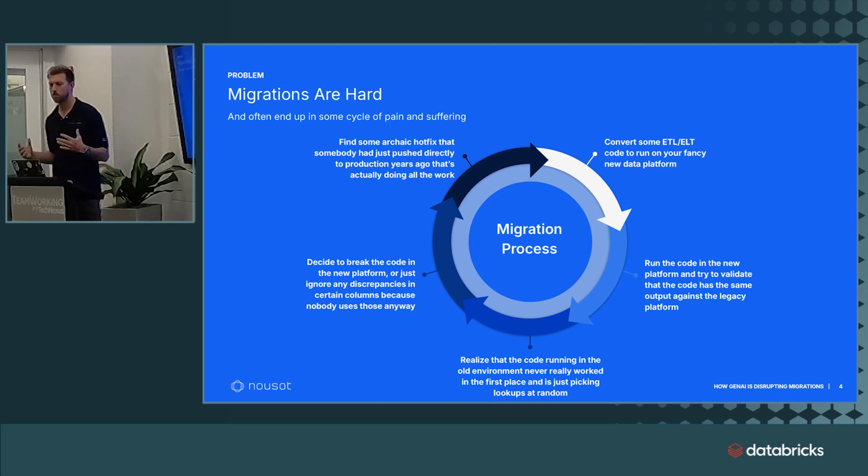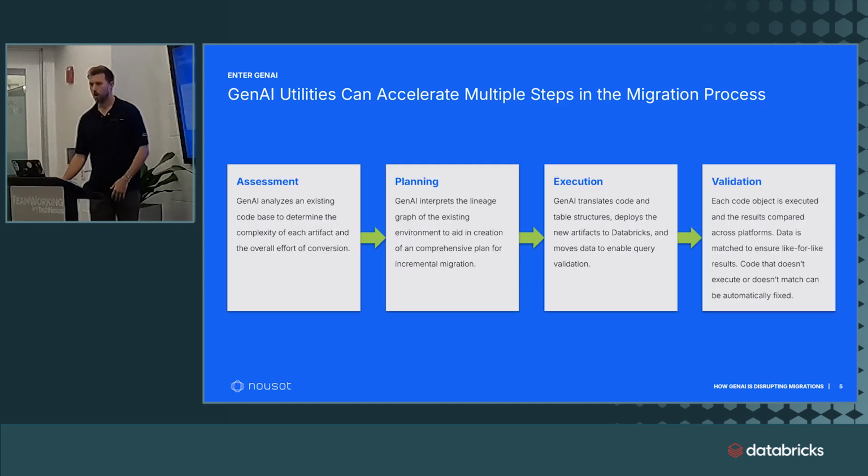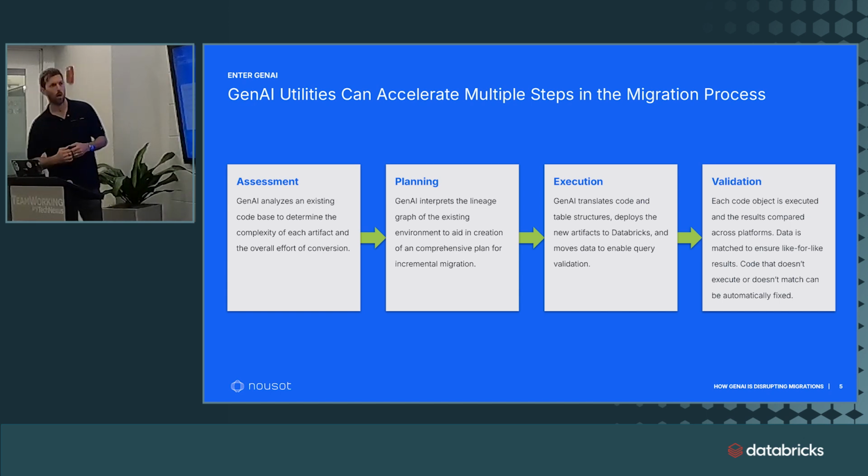So again, anytime that we can automate some of that or increase the velocity at which we can do this cycle or eliminate the cycle altogether, huge win. So for us, as soon as we at Nousot started to see these huge breakthroughs in generative AI, these are the types of things that we got really excited about. How can we stop doing some of these things or accelerate some of these things? So we've started to build utilities around multiple parts of the migration lifecycle.